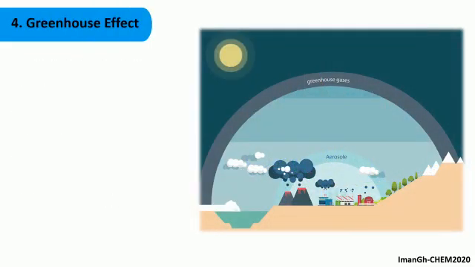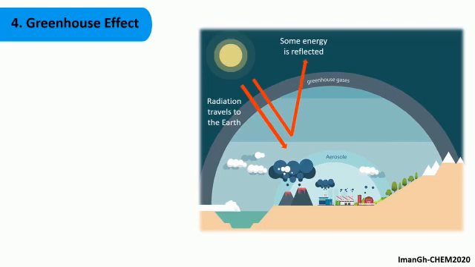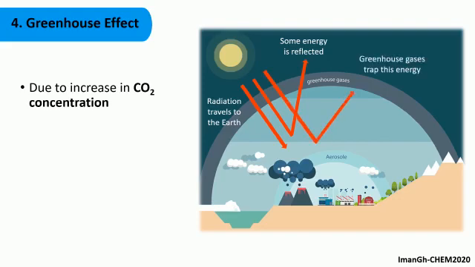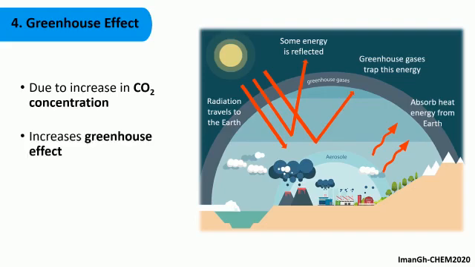Normally, sun's radiation travels towards the earth. Some of this energy is absorbed by the earth and the rest is reflected. The earth also emits heat back to the atmosphere. However, due to an increase in air pollutants, especially carbon dioxide, these gases, which are called greenhouse gases, trap this energy. Greenhouse gases also absorb heat energy produced by the earth, thus keeping the planet warmer. This phenomenon is called greenhouse effect, which leads to global warming, thus changing the Earth's climate.